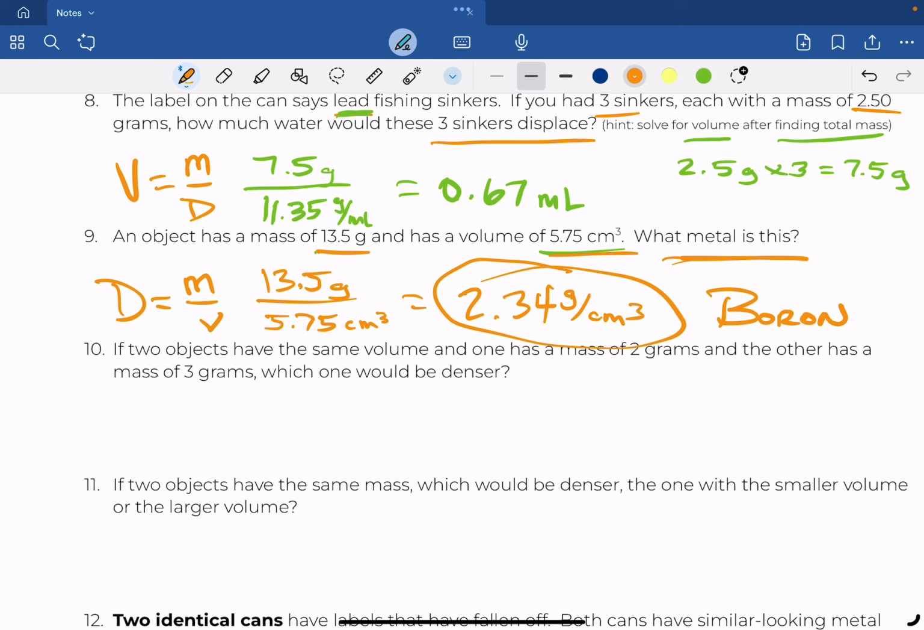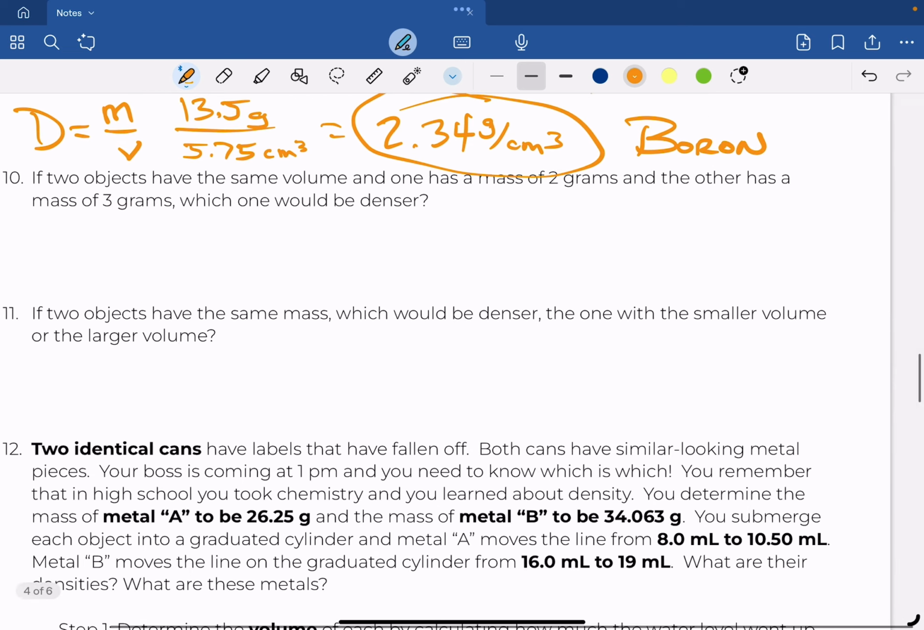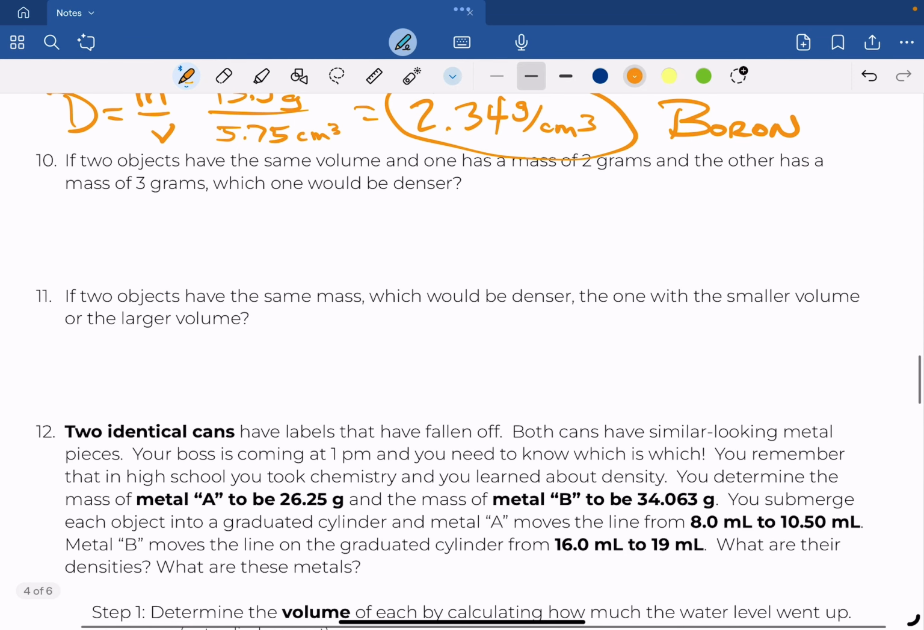Awesome. Okay, number 10: two objects, same volume. One has a mass of 2 grams. The other one has a mass of 3 grams. Which one would be denser? All right, so it helps to visualize this one.